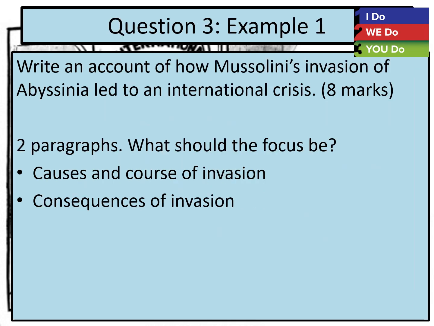The first example of this kind of question is this one here. Write an account of how Mussolini's invasion of Abyssinia led to an international crisis. So we're focusing on the invasion of Abyssinia and how that led to an international crisis. Of course, we're looking to try and gain 8 marks at 4 marks per paragraph. So at 2 paragraphs, it's quite simple in this kind of event. We can look at what were the causes of the invasion, what actually happened during that invasion, and what were the consequences, really focusing on the League actions and the Italian actions as well.